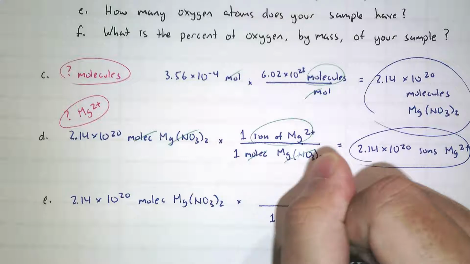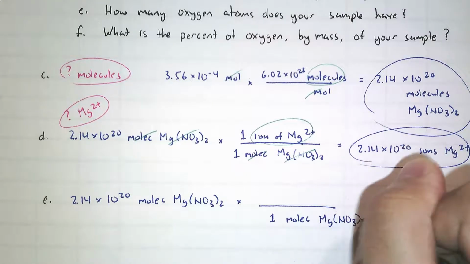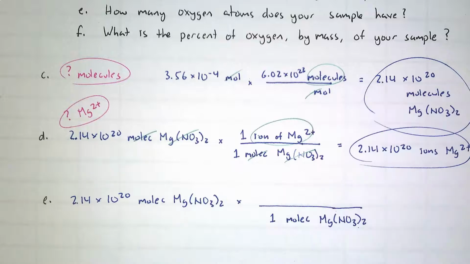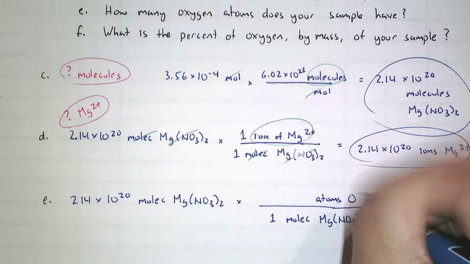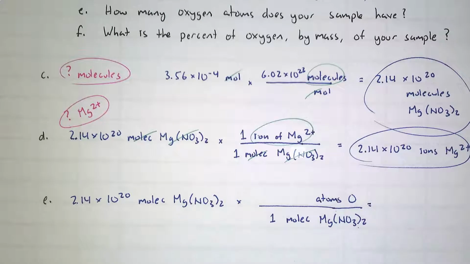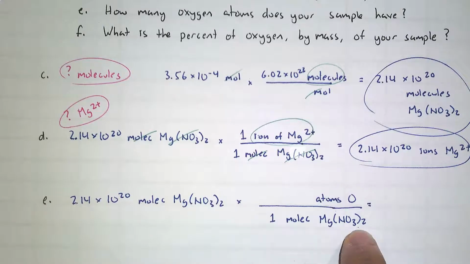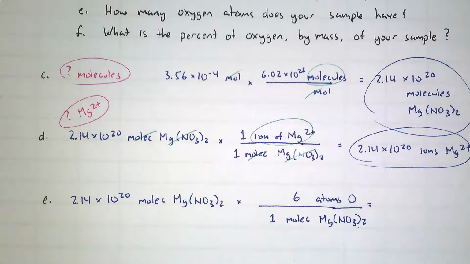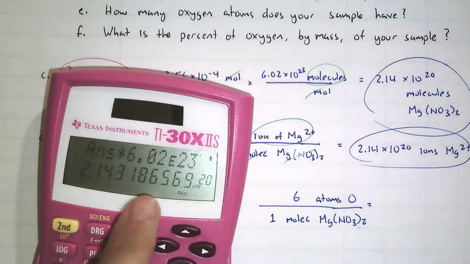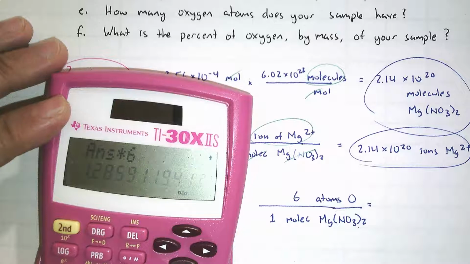1 molecule of MgNO3, 2. So what do I need? I need atoms of oxygen. Well, how many atoms of oxygen do I have in 1 molecule of MgNO3? I have 6. I have 6 atoms of O. That number is still saved. Just times it by 6.